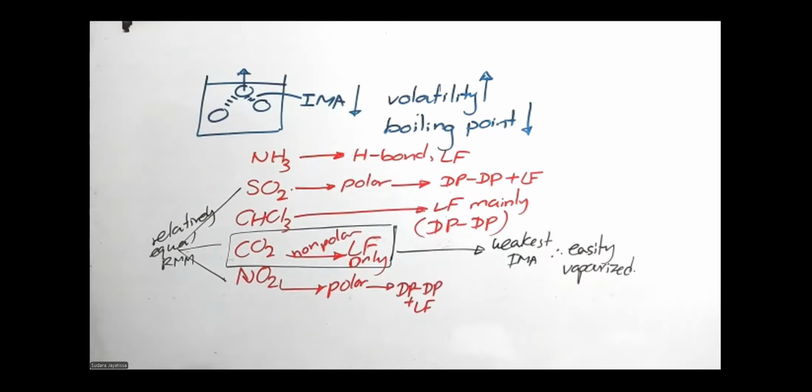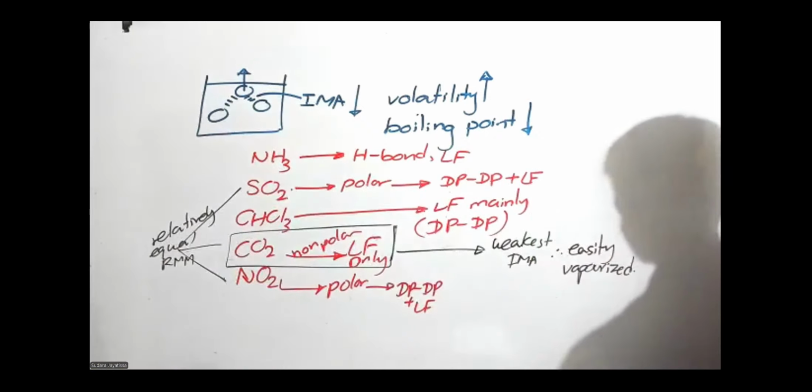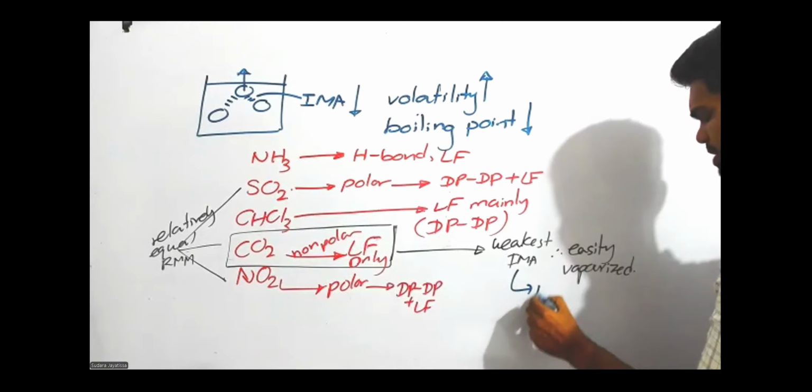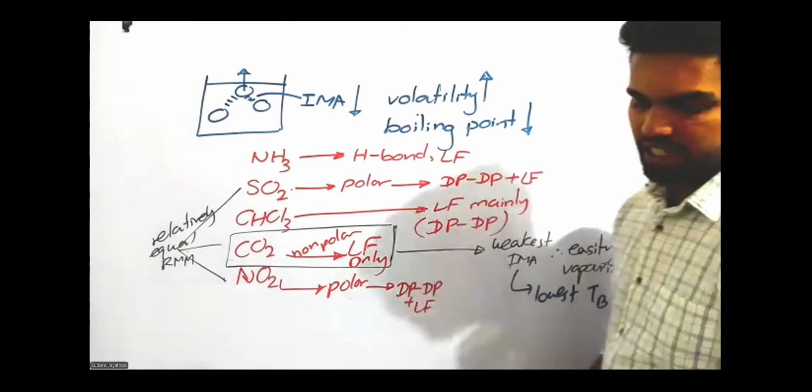It's from bonding, secondary interactions. Remember that one, huh? Volatility. And CO2 is the one with the lowest boiling point. Okay, lowest boiling point. Right. Shall we go to question number 19?